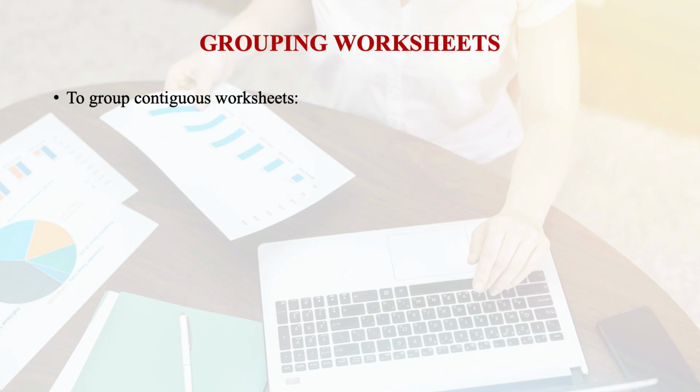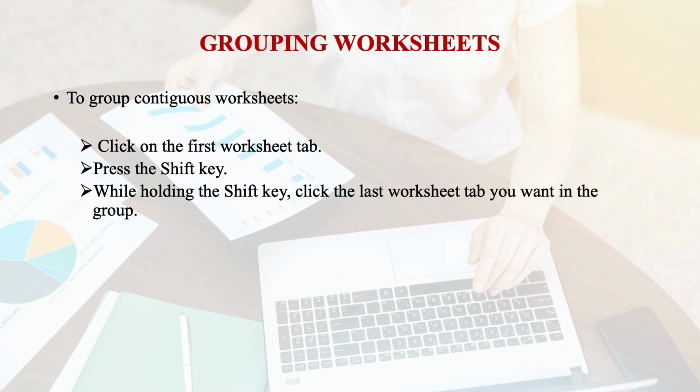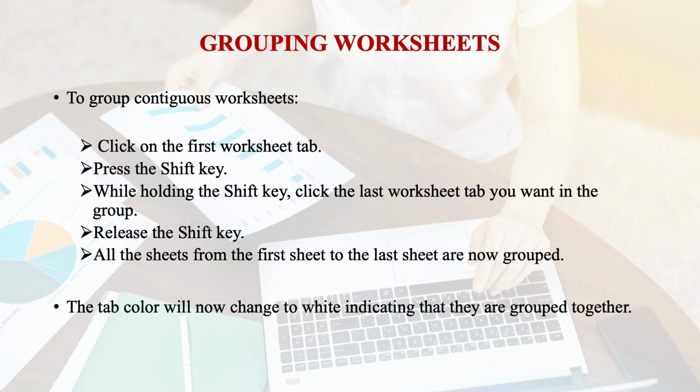For contiguous grouping, you click on the first worksheet and press the Shift key, and while holding the Shift key, you select the last worksheet up to which you want grouping. The moment you select the last worksheet, you release the Shift key, and you will find that the color of the grouped sheets changes, and this indicates that those sheets are grouped.